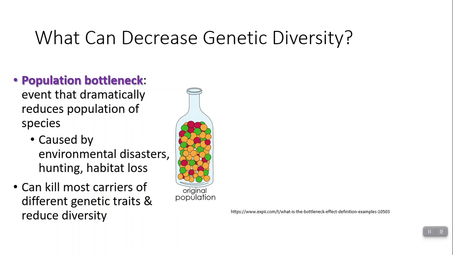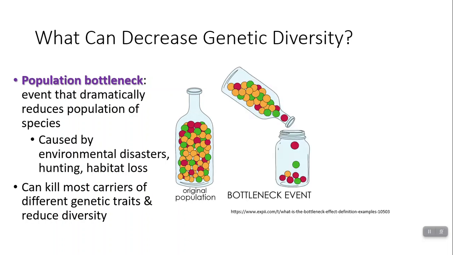Notice we have 3 colors, that's 3 different versions of the trait, and they all seem to be kind of mixed in equally. Now, if something happens and it decreases the population, it's kind of like trying to roll a bunch of marbles out of a bottle with a thin neck. Very few of them are going to make it out. So you have a bottleneck event. It decreases the size of the population, and notice our surviving population is different from the original population. Our original population had a lot of those yellow marbles or a lot of those yellow variations of a trait, and now our surviving population has very few.